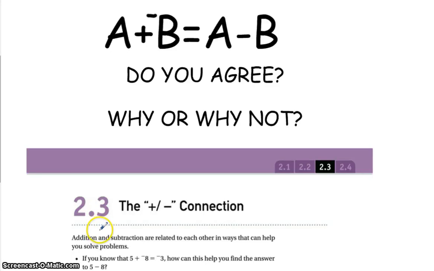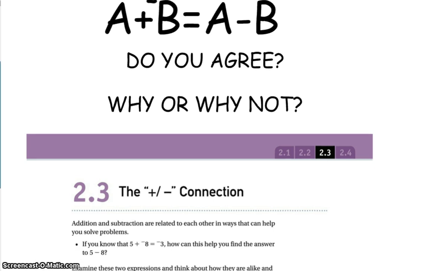All right, today we are going to take a look at investigation 2.3 from our book, which is the plus-minus connection. And we are going to start by looking at this concept right here, that a plus a negative b would be the same thing as a minus b, and then do you agree, why or why not? And by the end of today, we should be able to answer that question very thoroughly, or at least be able to back it up with some evidence.